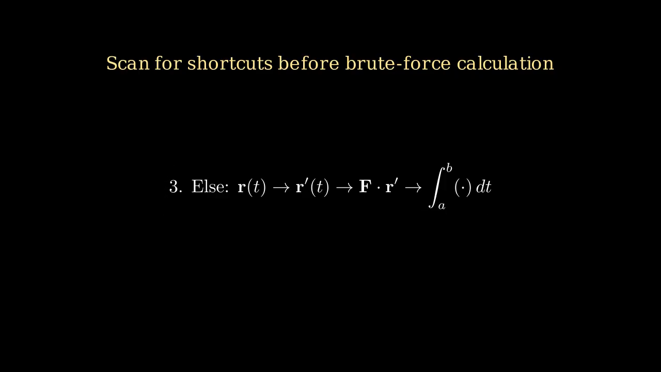Parameterize, differentiate, dot the vectors, then integrate. Pattern to recognize. Always scan for these shortcuts first. The slowest method is only a fallback, never the first move.